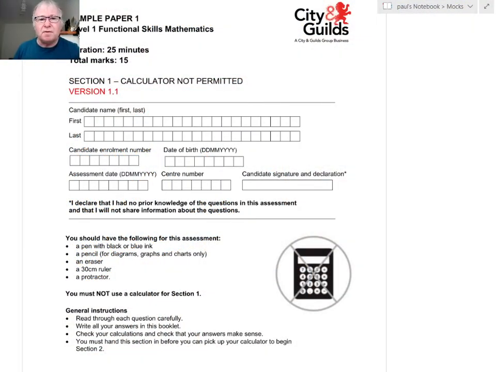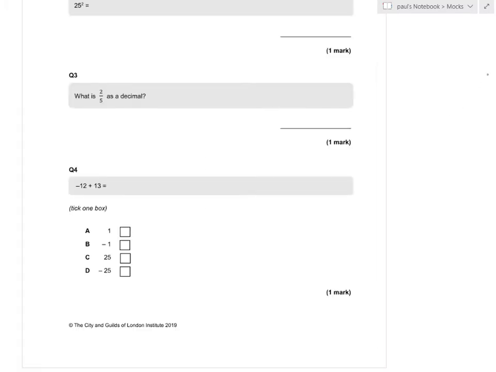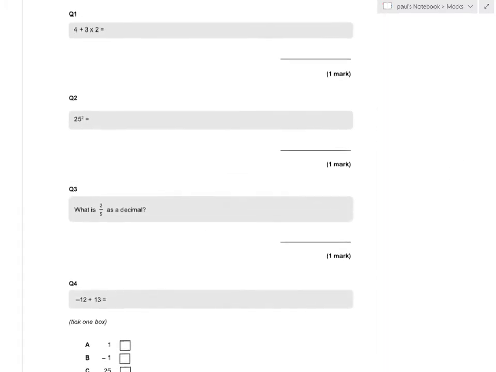Here we go with the first one from City and Guilds Functional Skills, Sample 1, Paper 1, which is the calculator not permitted, the non-calculator paper. So let's go through this one to see what we can do. Okay, right, let's have a look.